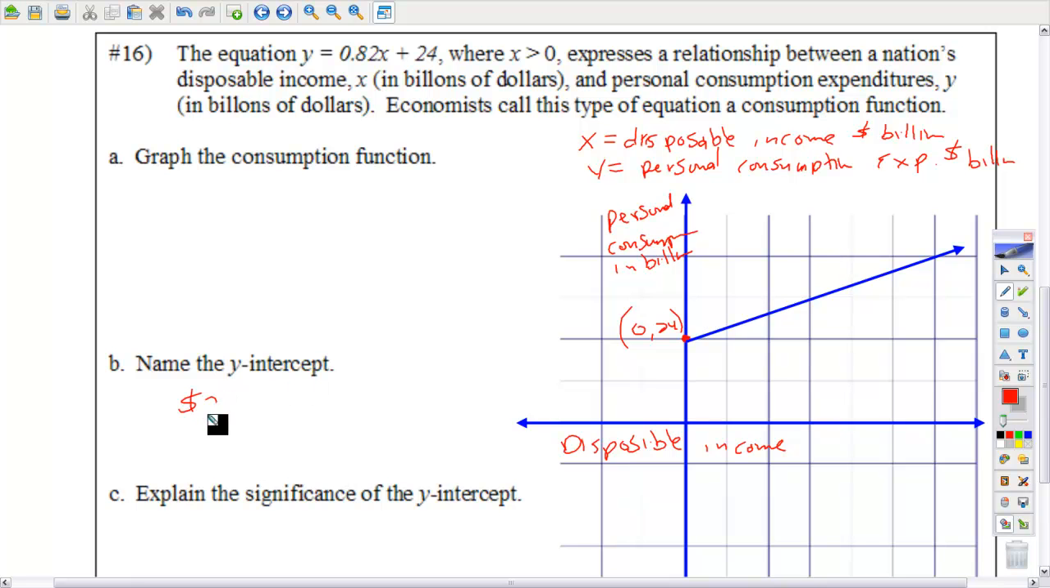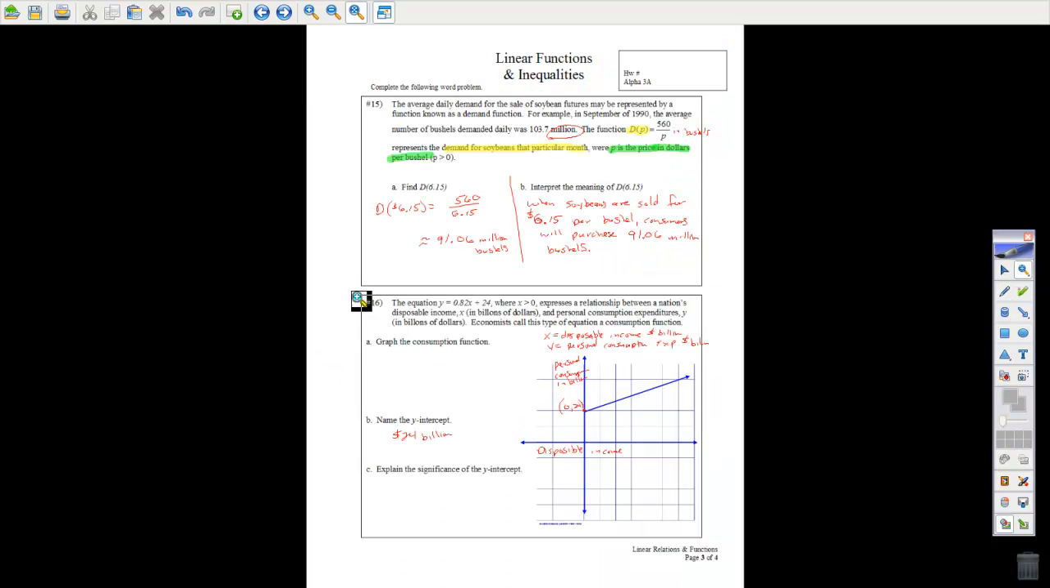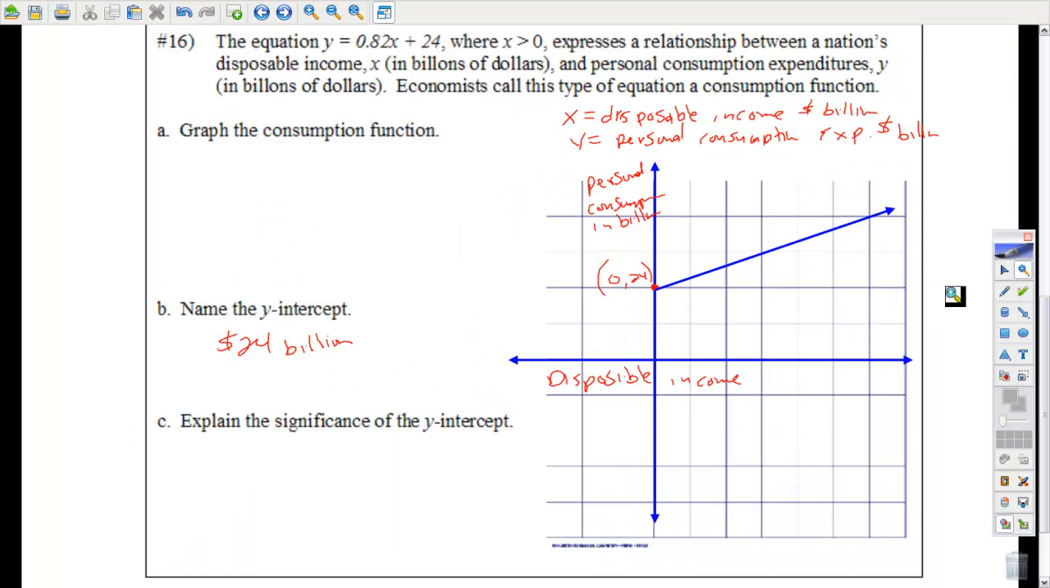2, name the y-intercept. Well, the y-intercept is $24 billion. Explain the significance of the y-intercept. I don't know what these terms mean, but I'm going to still explain what the significance is, because it's pretty simple. You're just basically stating what the numbers stand for.